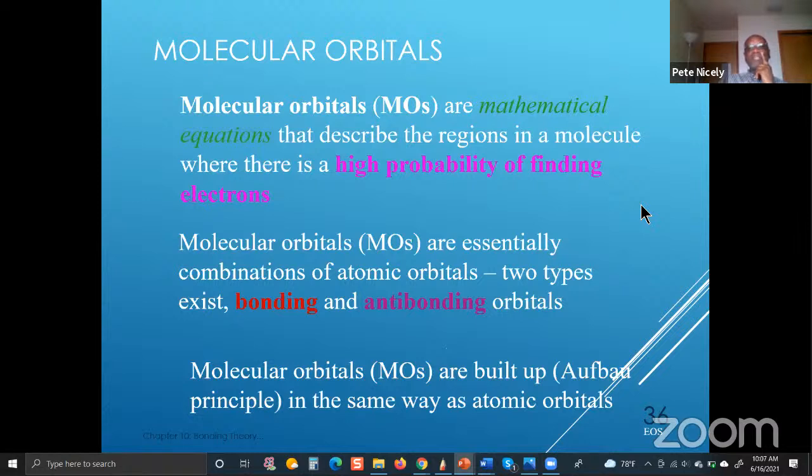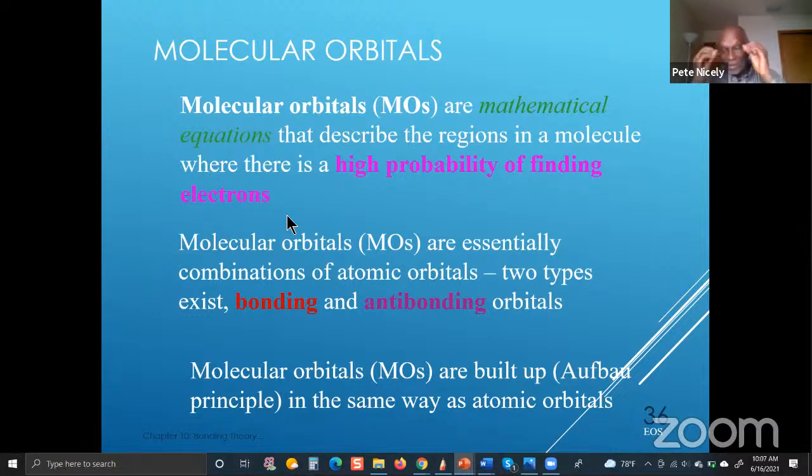Okay, the next thing I want to talk about here is molecular orbitals. Now, this is another approach to understanding bonding in, well, covalent bonding, basically. And this is a purely mathematical approach, which explains a lot of things that we would observe with respect to these types of bonds, right? So the molecular orbitals that we're going to be discussing are mathematical equations that describe the regions in a molecule where there's a high probability of finding an electron, right?